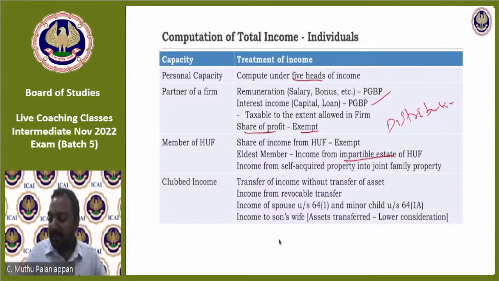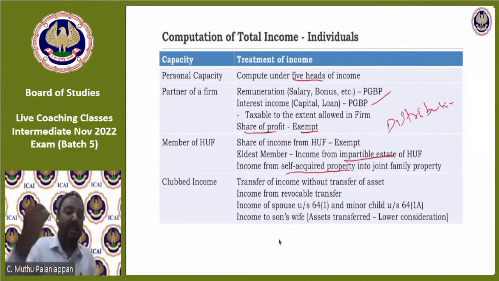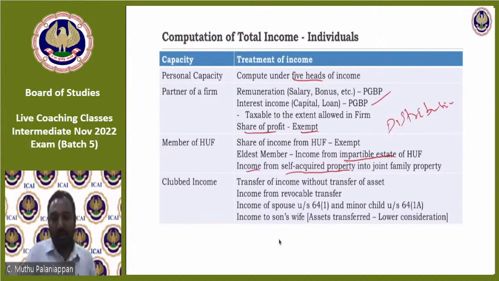And then if it is a self-acquired property, what do you mean by self-acquired property? If the individual himself has acquired a property which is being converted into a joint family property, even then it will be taxed in the hands of the individual. So the income from self-acquired property converted into a joint family property, that is, it is moving into the HUF, but still it will be taxed under the individual. That is income from self-acquired property.